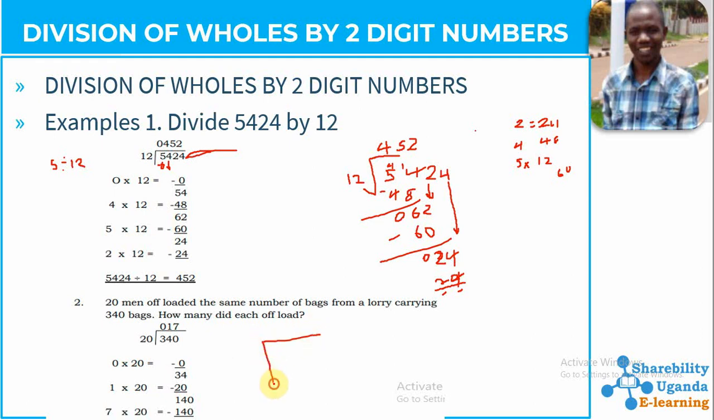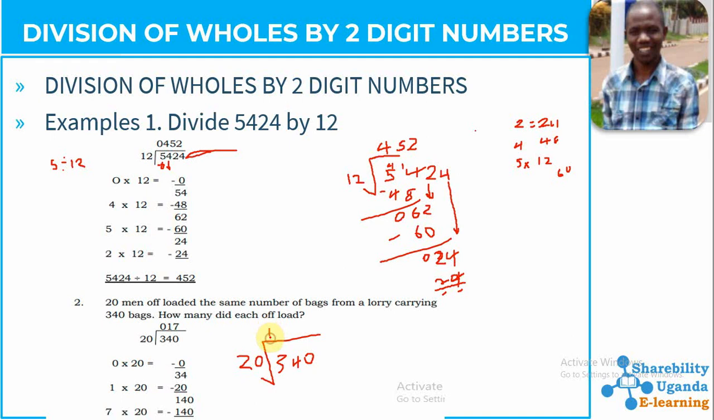division. These are the 20 men offloading 340 bags. So here we can also still divide. We divide this. 3 divided by 20, it is impossible. Okay, so we just bring our 4 of ours to become 34.